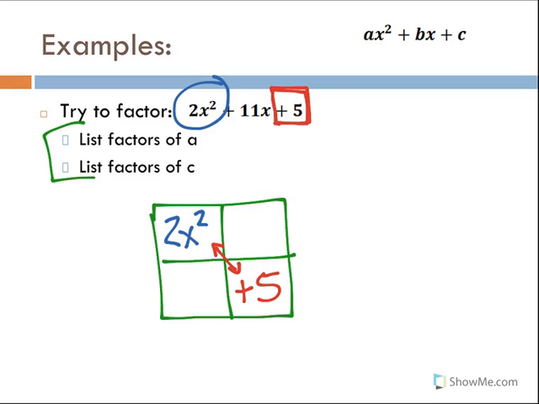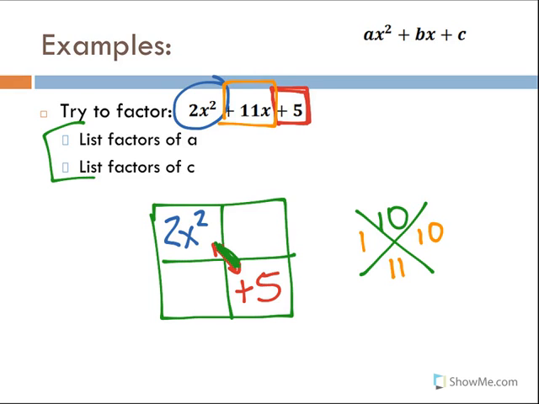Now, here's where the idea of our box method comes into play. If I multiply these two together, I'm really just concerned with the numbers, 2 times 5 would be 10. And now we can do this like our pre-factoring puzzles that we did before. So what multiplies to 10 that adds to our middle number, 11? Of course, this would be 1 and 10.